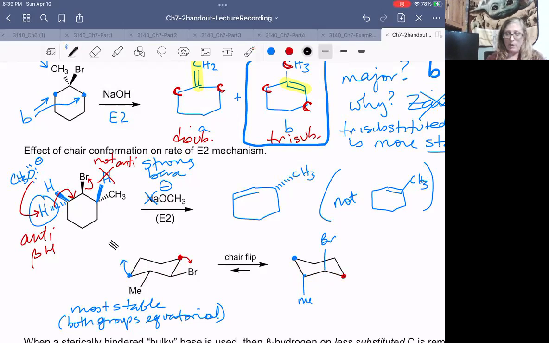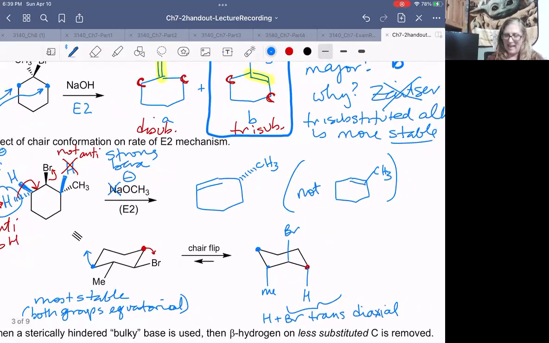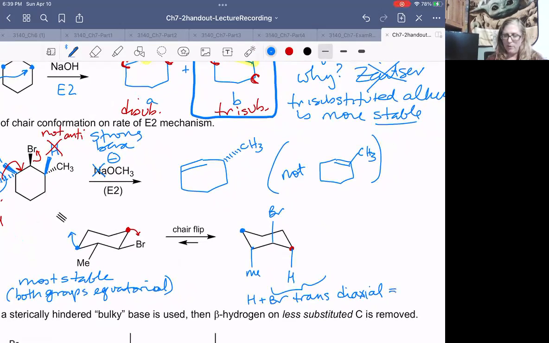Okay, so when we want to do an anti-elimination of that beta proton, that means that these two groups have to be 180. So here they are 180 to each other. What you need is the H and the Br need to be trans to each other and diaxial. They have to be trans diaxial. That's how we're going to get the required anti conformation that's needed to do our anti-elimination.